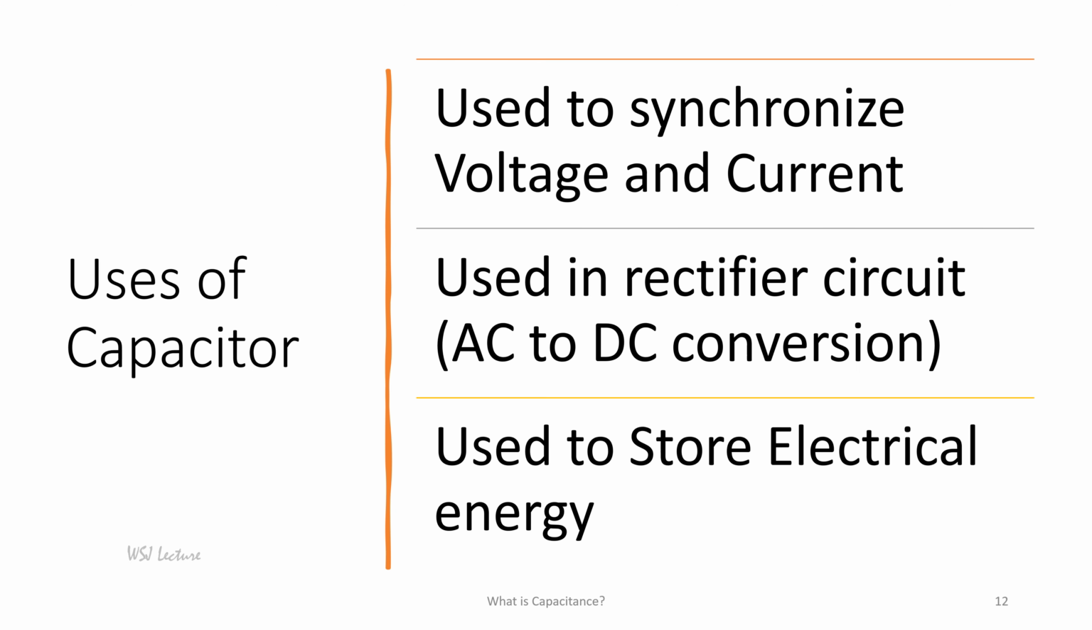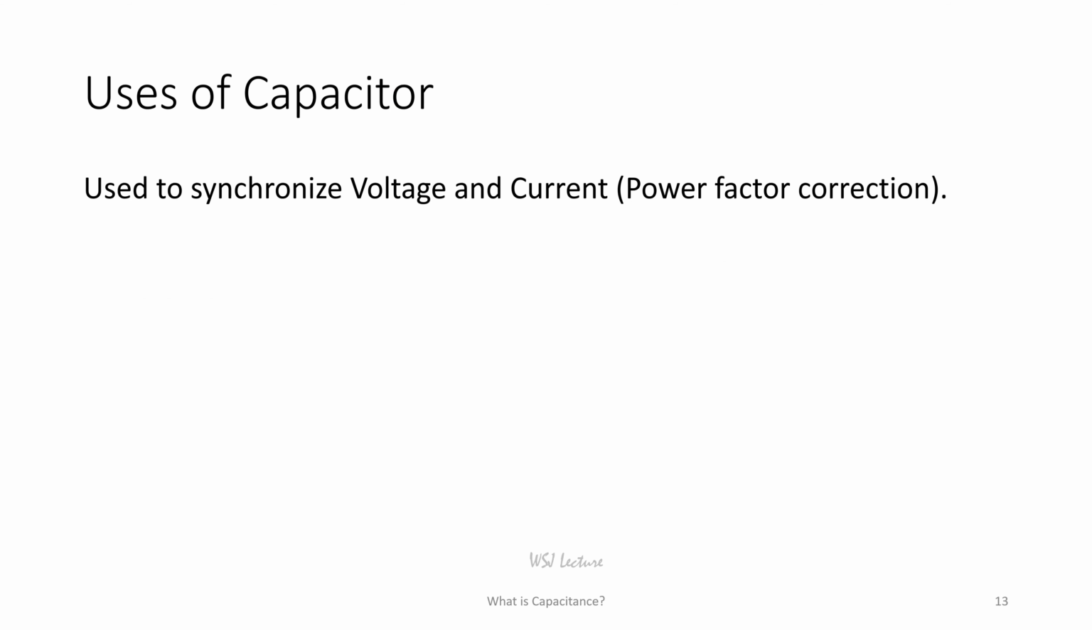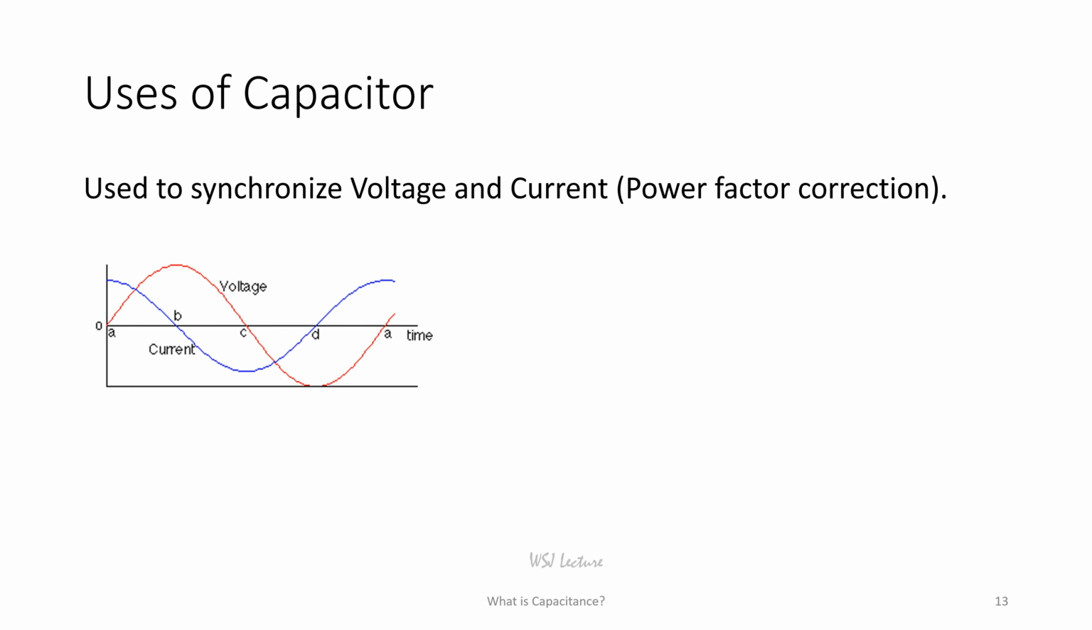Uses of capacitor. The capacitors are used to synchronize voltage and current in a circuit, used in rectifier circuits, that is AC to DC conversion, and used to store electrical energy. The first use of the capacitor is to synchronize voltage and current, that is power factor correction.